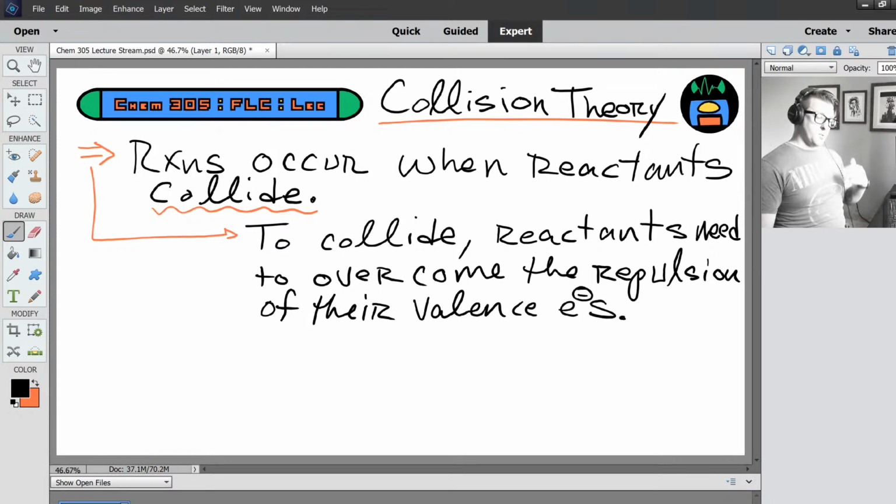All right. So reactions occur when reactants collide. Of course, Kate. Anytime. In office hours, we'll get into it tomorrow. So they've got to collide, and to do so, they've got to overcome the repulsion of their valence electrons. What are we talking about?